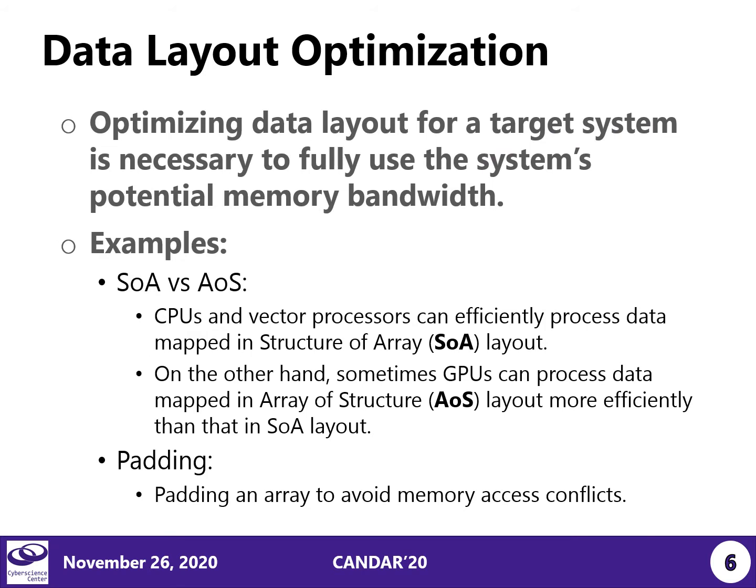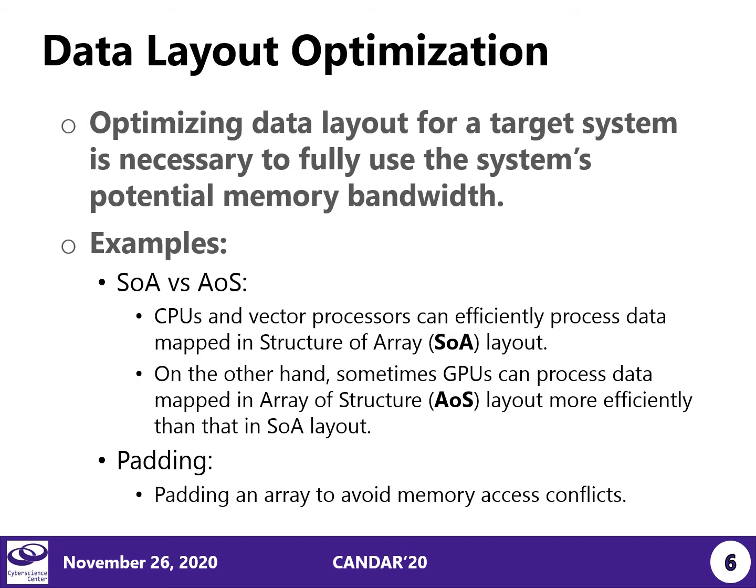In previous slides, we told that sustained memory bandwidth is a key factor of many scientific applications' performance. Then, what is a key factor of sustained memory bandwidth? Yes, it's data layout. In order to fully exploit systems' potential memory bandwidth, data layout optimization is necessary. SOA versus AOS problem is a well-known example. CPUs and vector processors can efficiently process data mapped onto memory in structure of array layout. On the other hand, GPUs can sometimes process array of structure more efficiently than structure of arrays. Thus, a suited data layout should be selected for each processor.